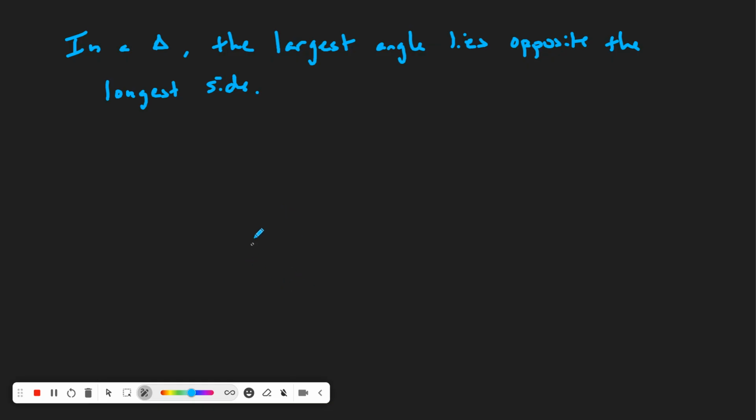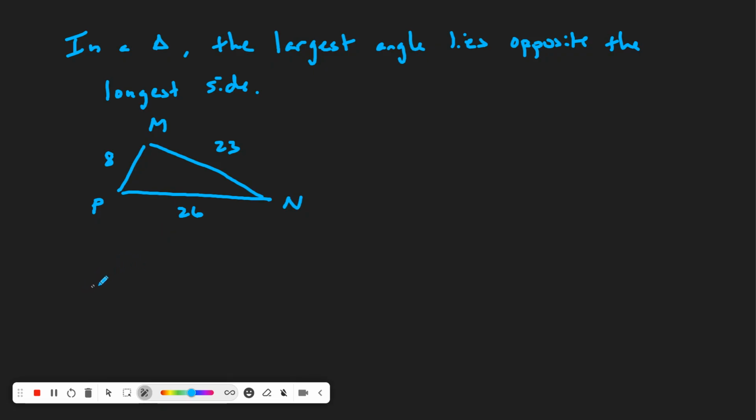So let's draw a triangle here. We're going to call this triangle MNP. M is at top, N is over here, and P is on the left. And we have PM is 8, we have MN is 23, and we have PN is 26.